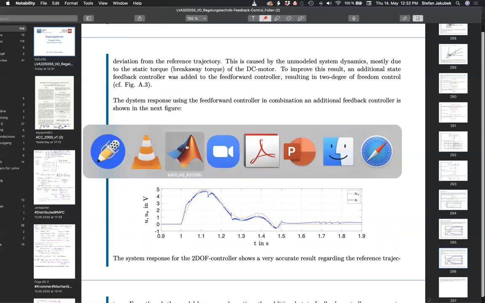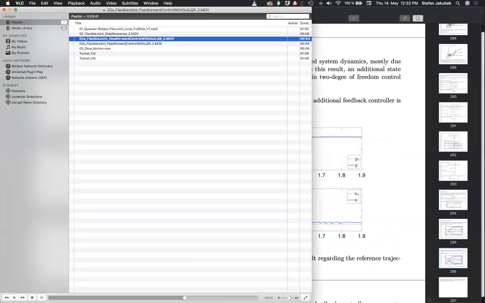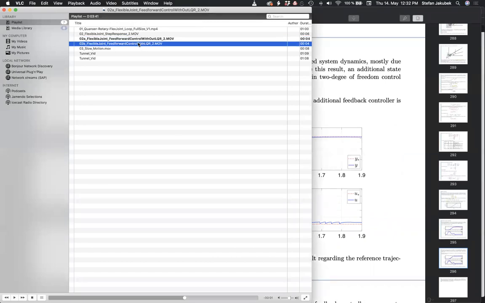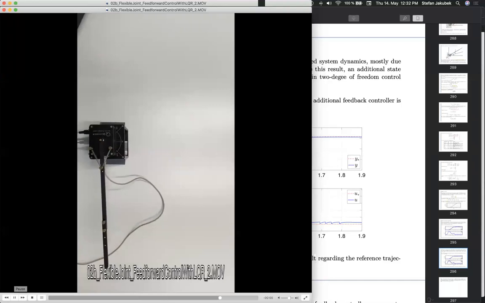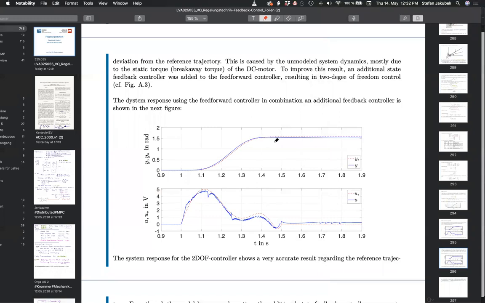And now I'm going to play you the right kind of video. So this is with the feedback controller. Let's make the comparison. So you see it stops immediately. It's very accurate. And you can also see this from the figure.